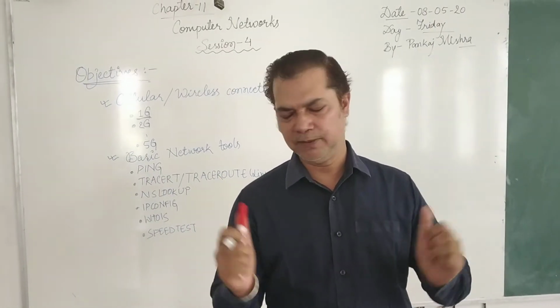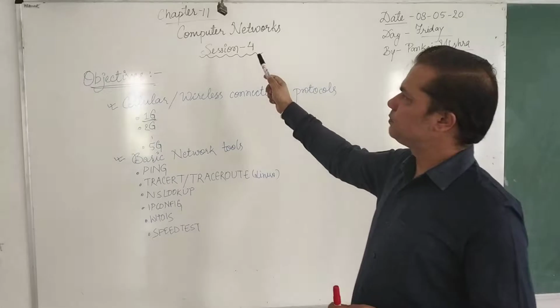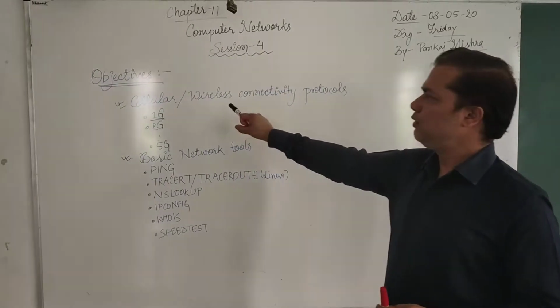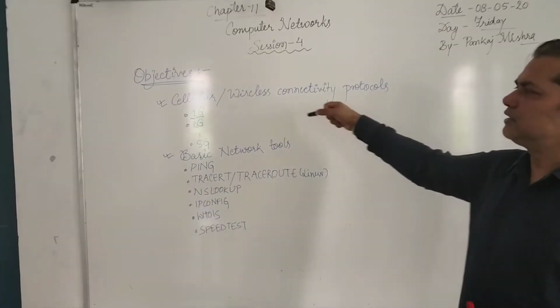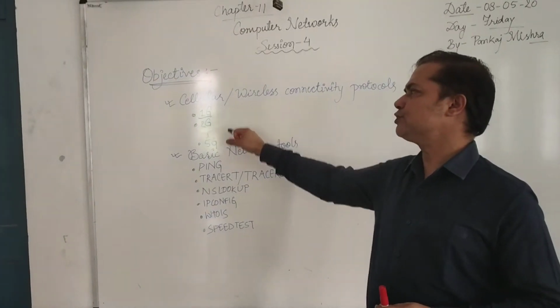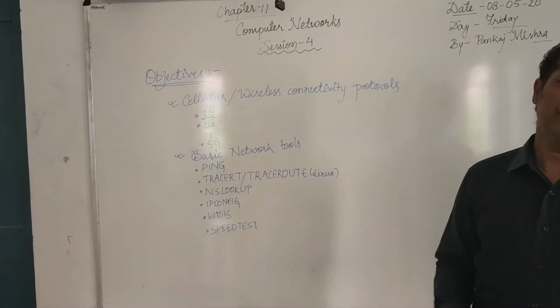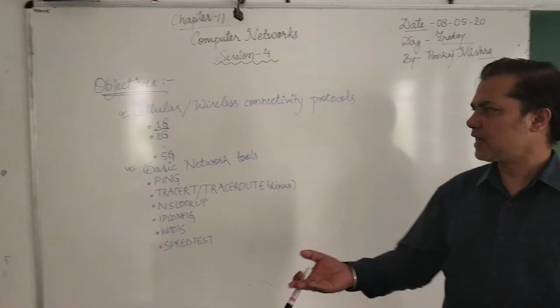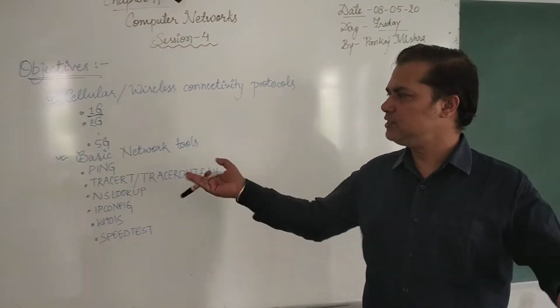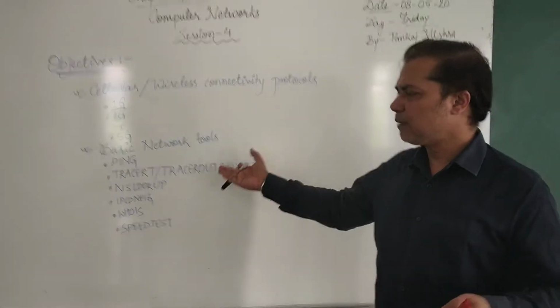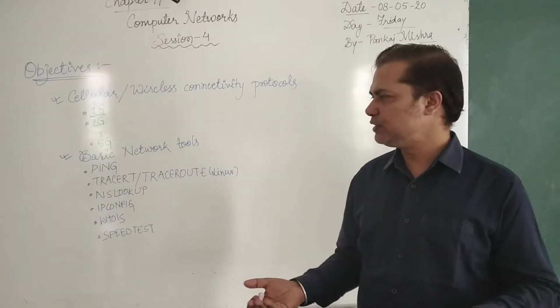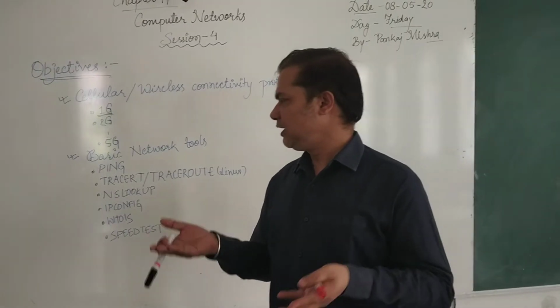That is chapter 11. And today's objectives are cellular/wireless connectivity protocols. We'll discuss them. There are different Gs, as you have heard, first to fifth G. In your book, there are 2G to 4G, second, third, and 4G. G is generation. Then the basic network tools, like the different commands we have, which help us to know different kinds of things in a network.